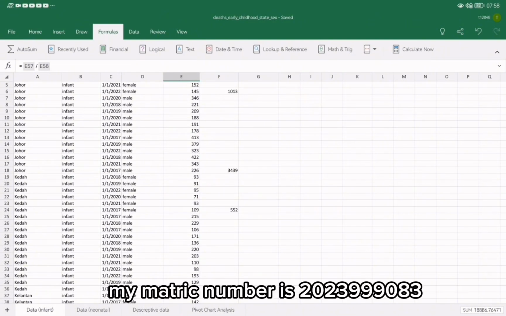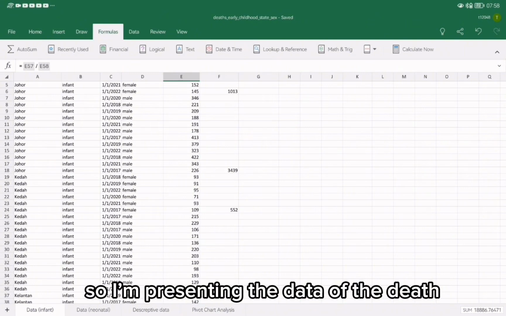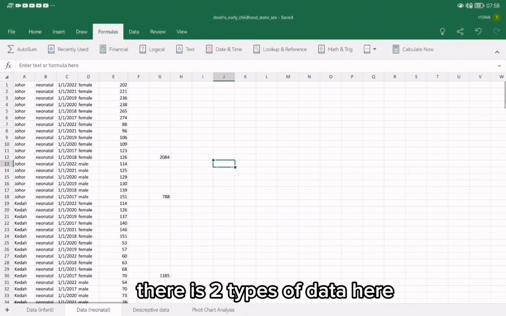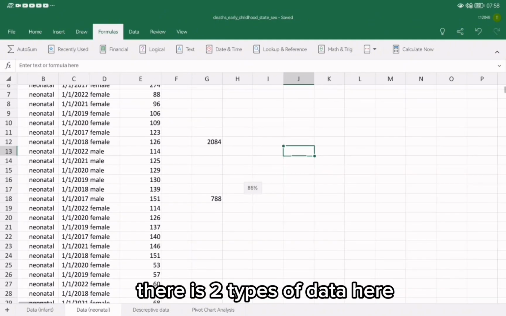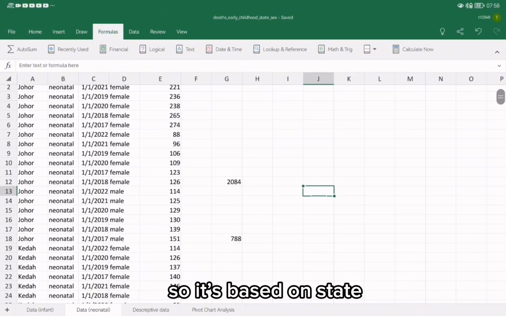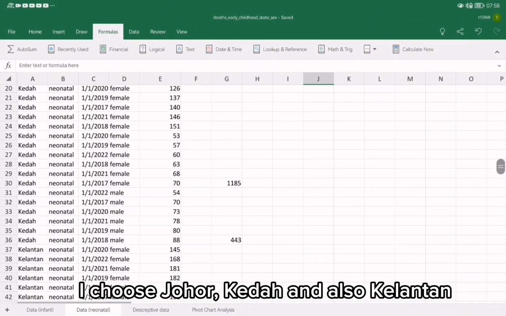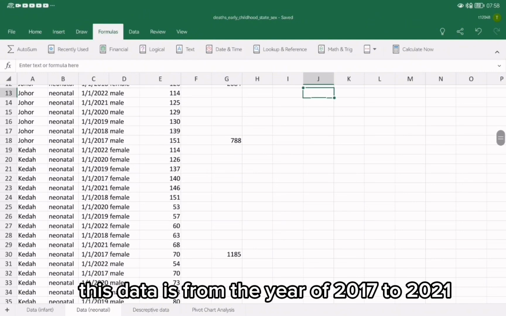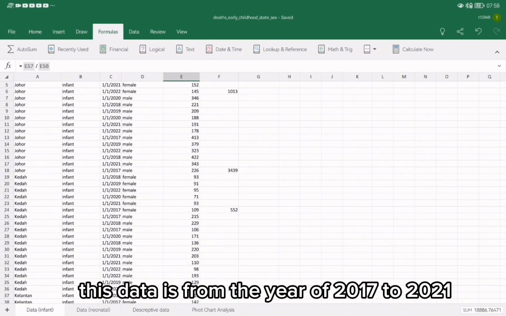My matric number is 2023999083. I'm presenting the data of early childhood deaths based on infant and neonatal. So there are two types of data here, infant and also neonatal. It is based on state. I chose Johor, Kedah, and also Kelantan. This data is from the year 2017 to 2021.